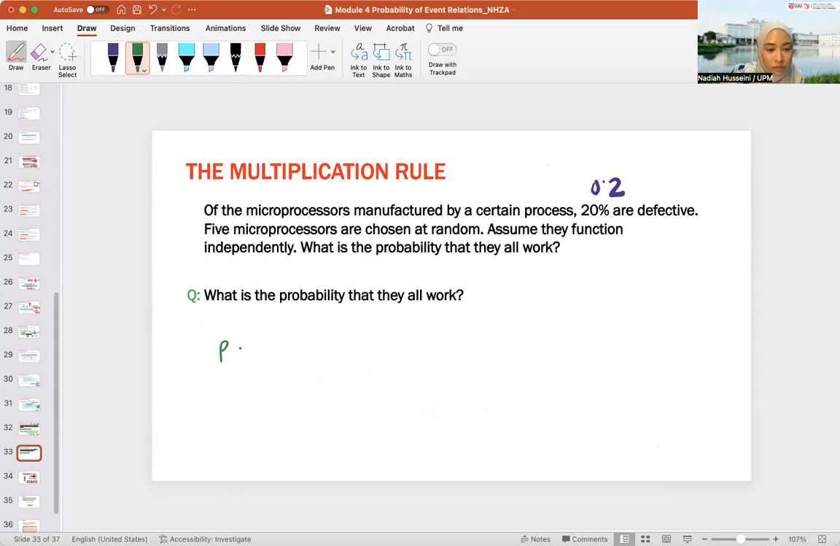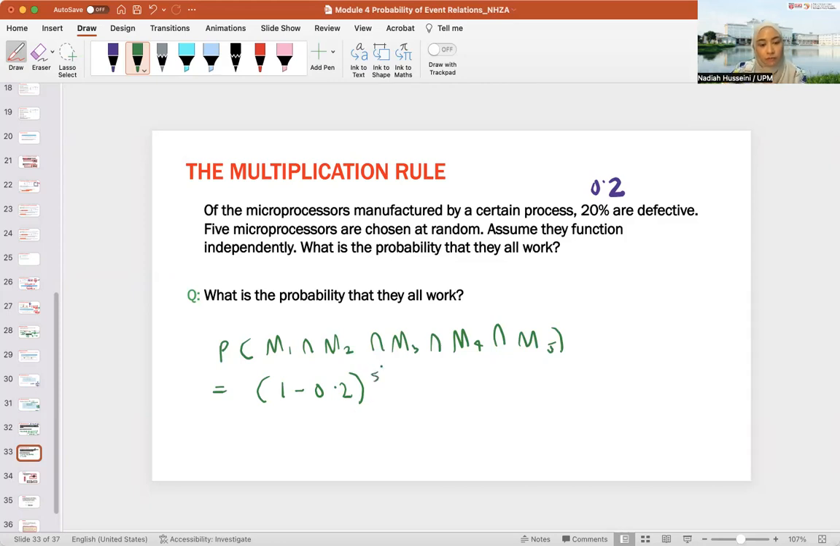So if I wanted to know microprocessors, let's call them M1 intersect with M2, intersect with M3, intersect with M4, intersect with M5, this is going to be equal to 1 minus 0.2. This is the probability that it is not defective. And I multiply this 5 times, which means that I can just put this to the power of 5. This will be my answer. I don't know if this is correct. Let's see. 1 minus 0.2 to the power of 5.